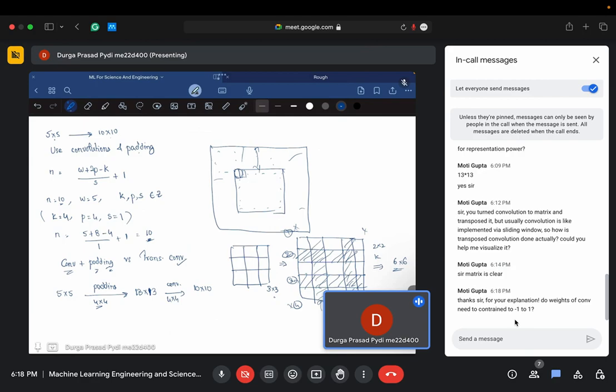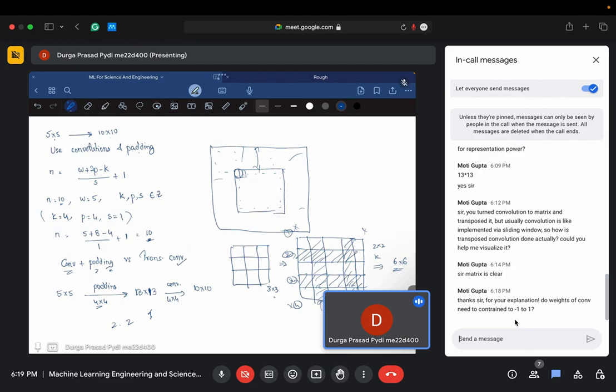Do the weights of convolution need to be constrained to -1 to 1? There is no constraint as such, but the only problem that you will encounter is because of this finite precision thing. If your weights are exceeding those values, when you multiply with the image intensities and so on, it will keep on increasing. So if you have some number greater than 1, and you multiply with some number greater than 1, it just keeps on exploding. That is something that you want to prevent.